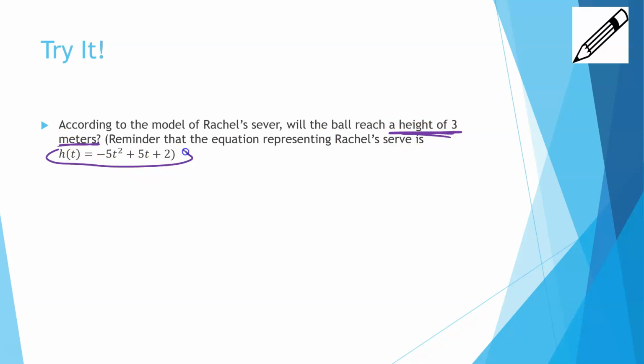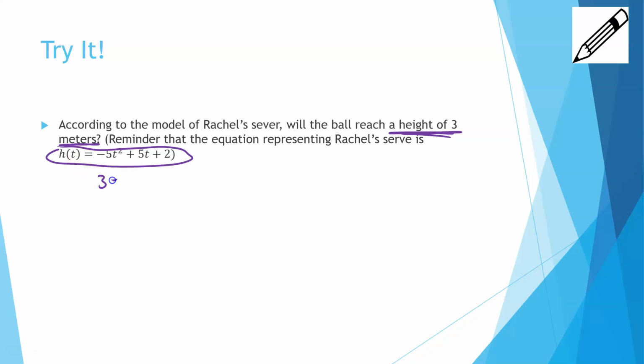Okay, so again, here's the function that you're starting from, -5t squared plus 5t plus 2. But instead of 4, you're checking it for 3. So pause the video, plug in 3 instead of 4, and find the discriminant to see if it will ever reach the height of 3.